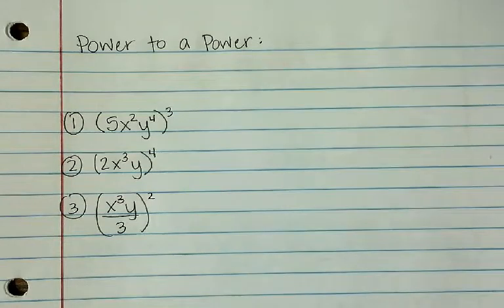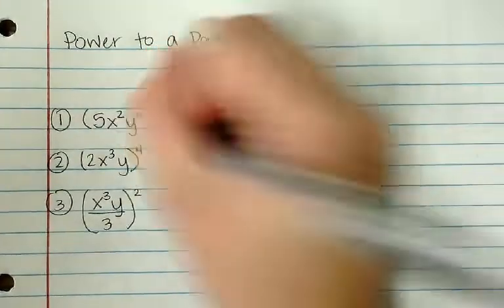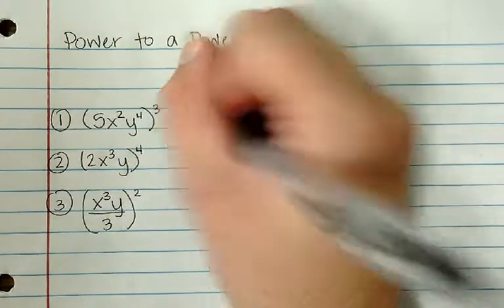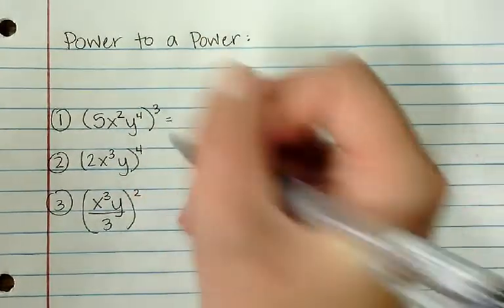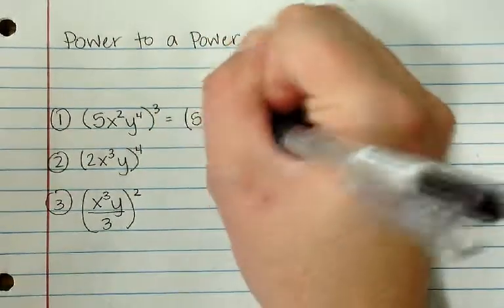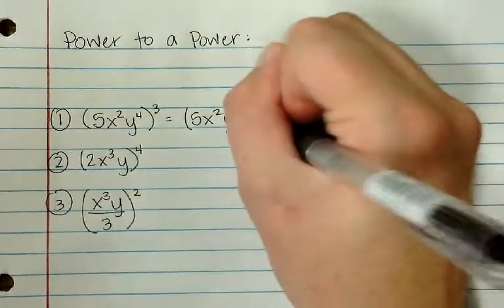So here we go. What I want us to do is write this little one as an expansion. So instead of 5x squared y to the 4th raised to the 3rd power, I'm going to write this as 5x squared y to the 4th, 5x squared y to the 4th, 5x squared y to the 4th. Why would I do that? Why would I write it 3 times?